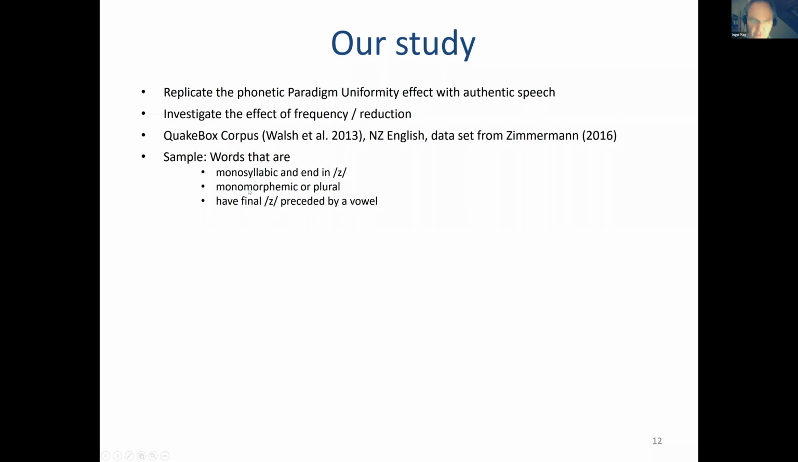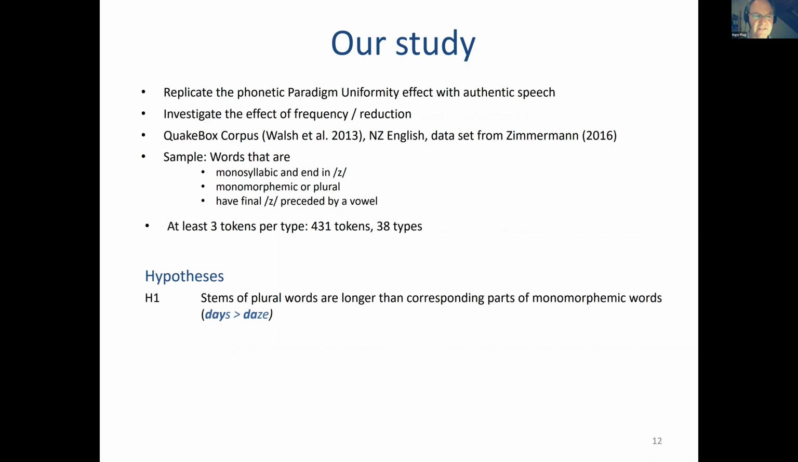We only sampled monomorphemic words and plural words, and we only sampled words that had a final Z that was preceded by a vowel. So that kept constant at least some of the possible variation. And we only took words where we had at least 3 tokens per type, which made us end with this rather small data set. But we are used to small data sets actually, and are able to squeeze things out of these small data sets. Okay, and we tested 2 hypotheses.